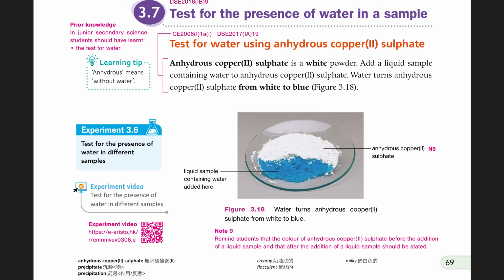In this video, we are going to take a look at the two tests for the presence of water in a sample. The first one is to test water by using anhydrous cobalt 2 sulfate. Anhydrous cobalt 2 sulfate is a white powder. If water is added to it, it will turn from white to blue. The appearance of blue color indicates the presence of water in the sample.